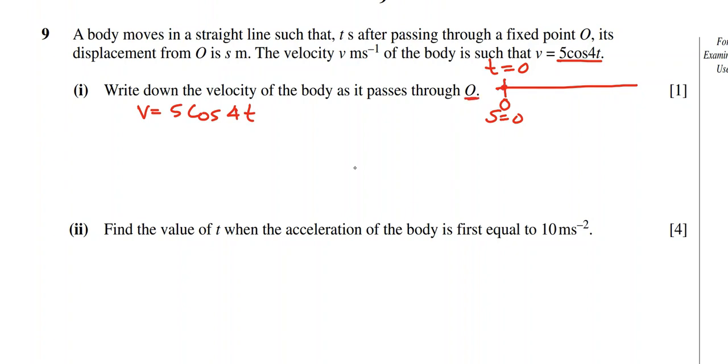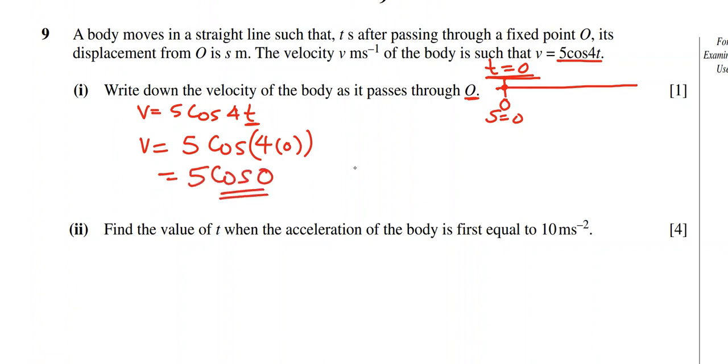At O we know time is 0, so we just substitute t with 0 and we'll find the velocity. 5 cos 4 times 0, which becomes 5 cos 0. Cos 0 is 1. So the answer is 5 meters per second. Find the value of t when the acceleration of the body is first equal to 10 meters per second squared. They're saying first. That is key here. So we need to find the acceleration. We have the v equation.